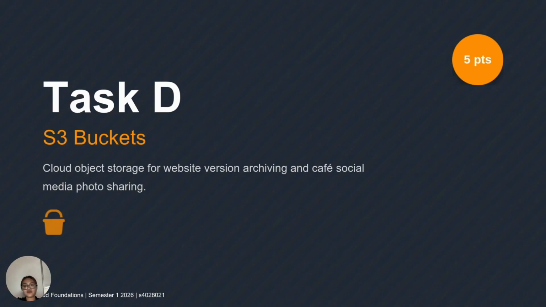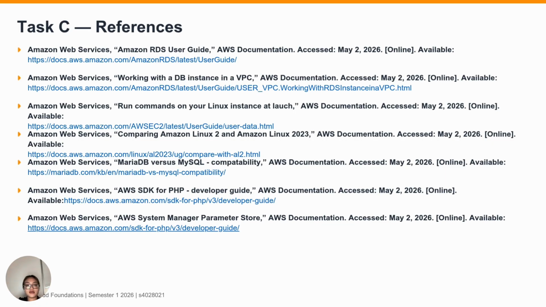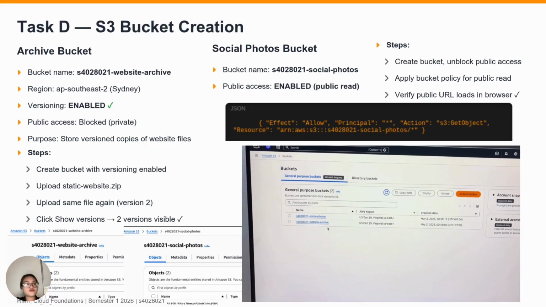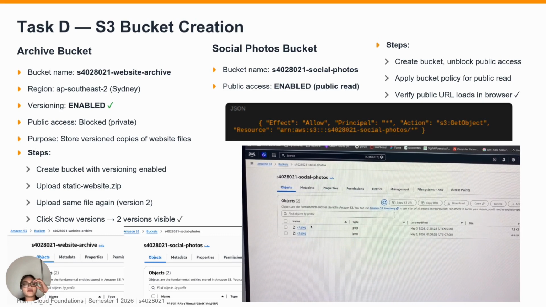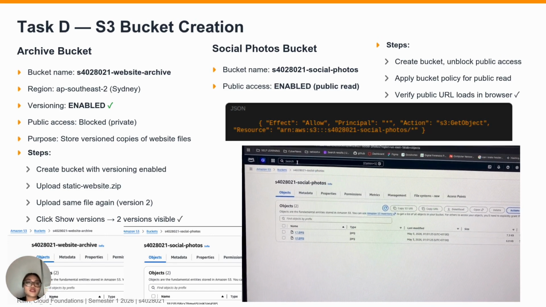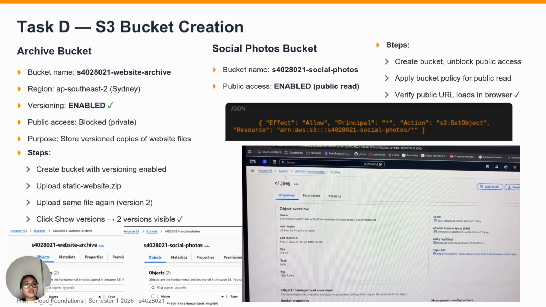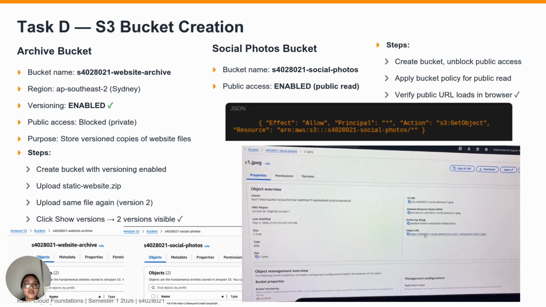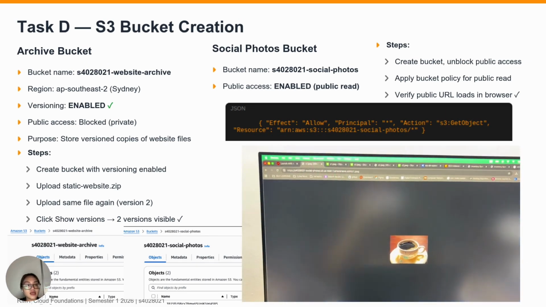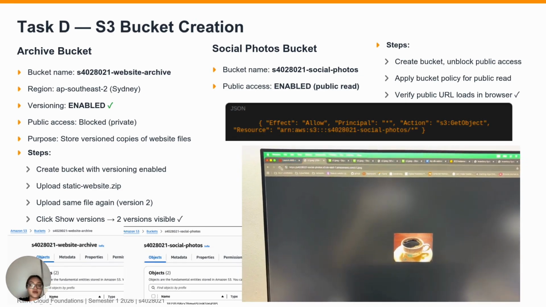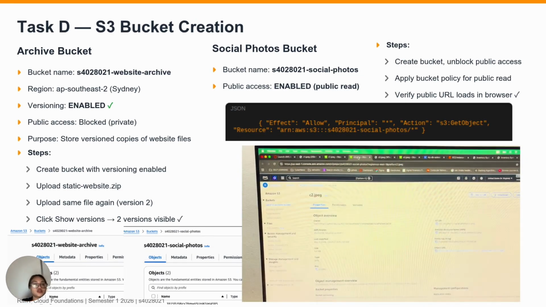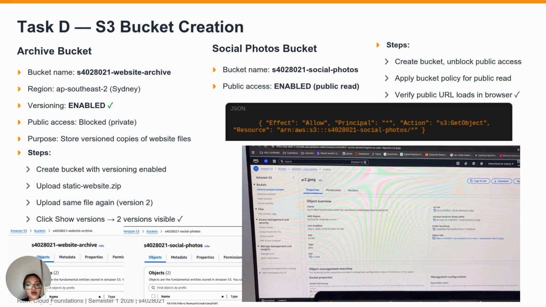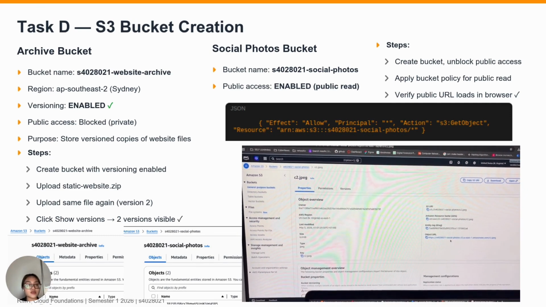Here are the references for Test E. Moving on to Test E, it involves two S3 buckets for different business purposes. Amazon S3 is AWS object storage. Files are stored in buckets and accessed via URLs, scaling to unlimited capacity automatically. So here are both below. Here are the two buckets.